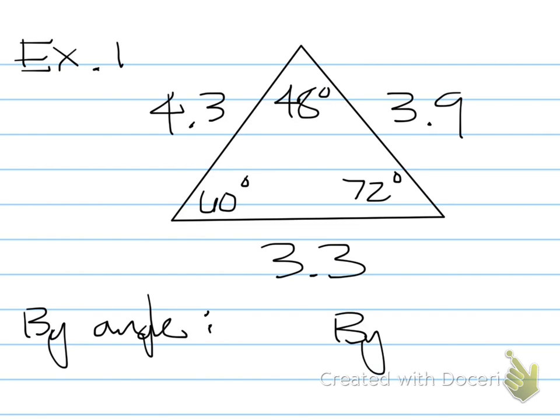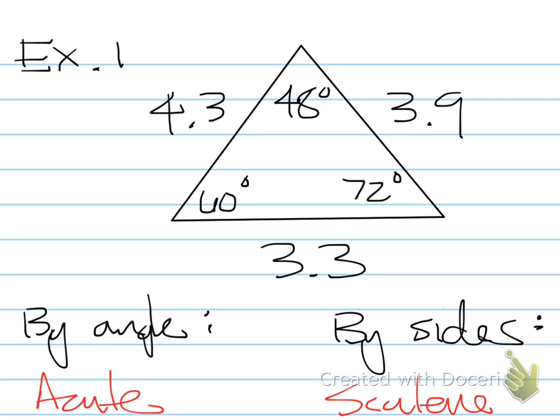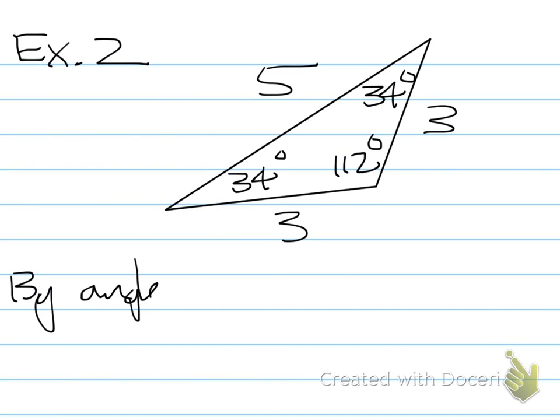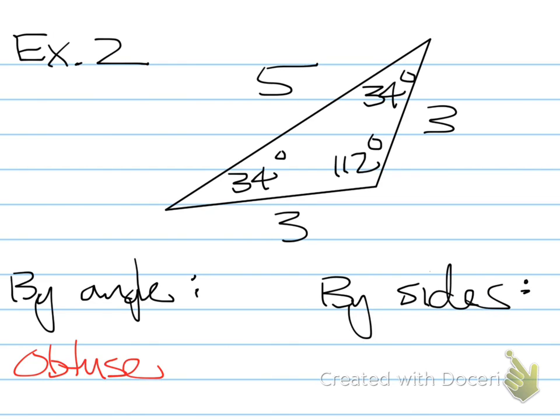So in this example, we want to classify the triangle by its angle and by its sides. Since all three angles are acute, this is an acute triangle. And all three sides have different measures, so that's scalene. In this example, we have one obtuse angle in the triangle, so this is an obtuse triangle. And two of the sides are congruent, so this would be an isosceles triangle by sides.